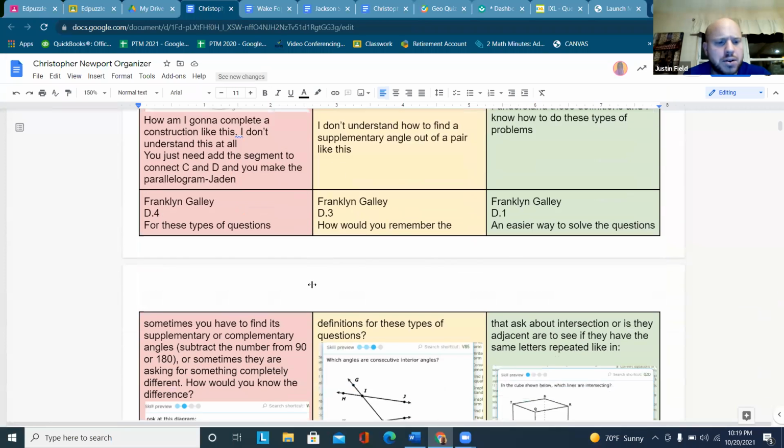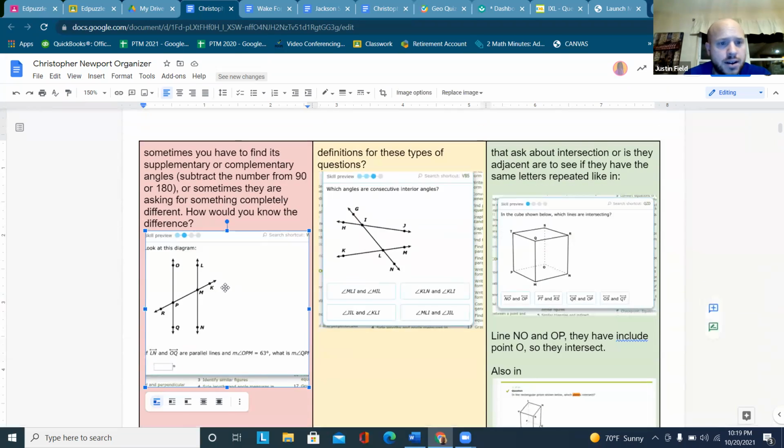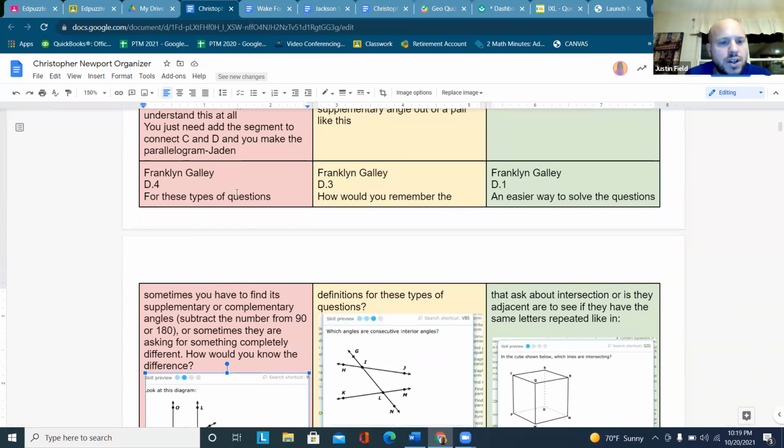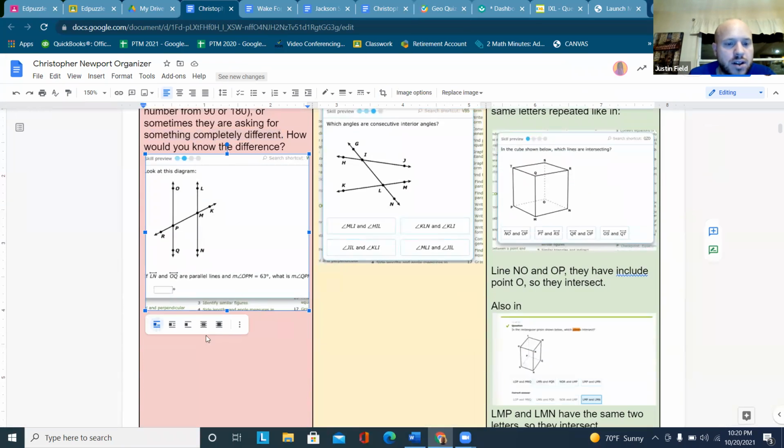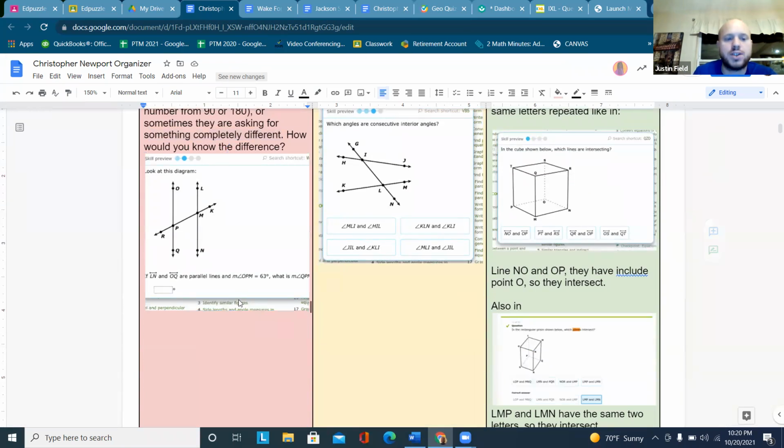Let's talk about this. Franklin says, for these types of questions, sometimes you have to find a supplement or complement. Not complement, just supplement. Or sometimes they're asking for something completely different. How would you know the difference? That's a great question. So let's use this teachable moment to categorize.